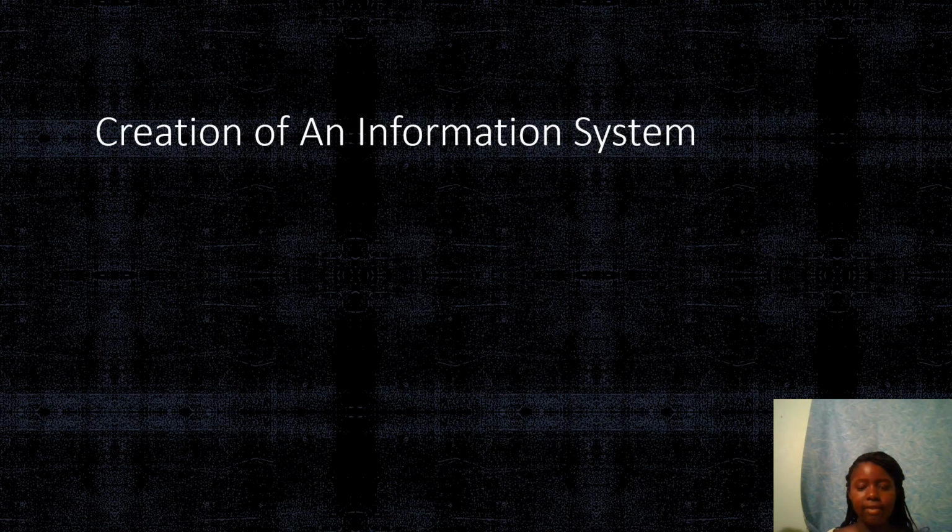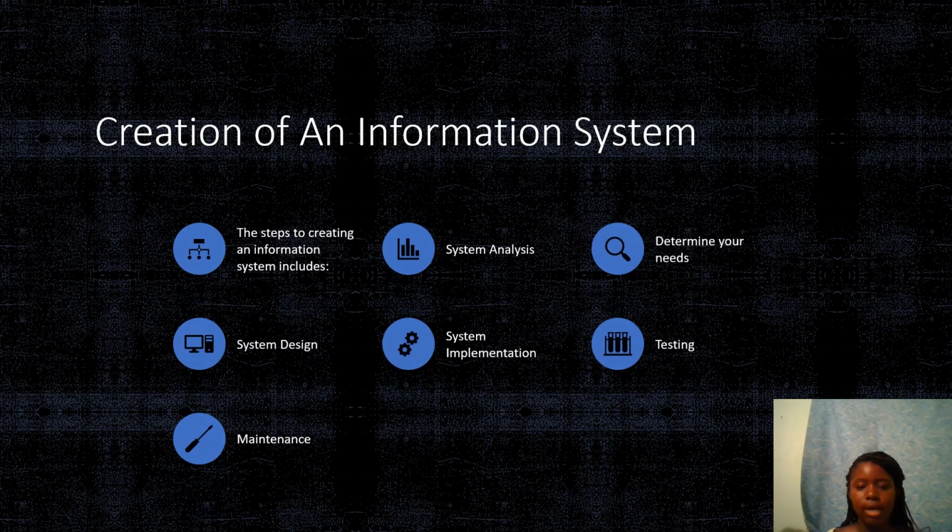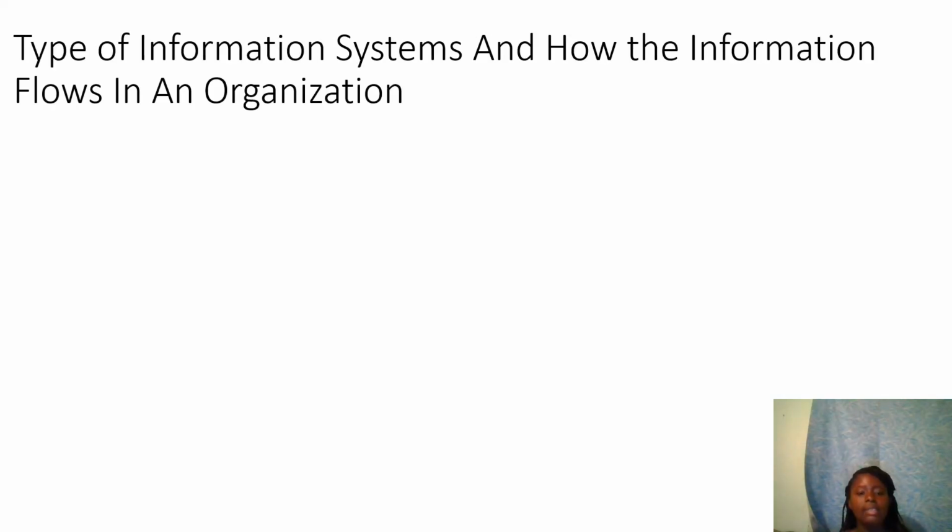Creation of an information system. The steps to creating an information system include system analysis, determining your needs, system design, system implementation, testing, and maintenance. Types of information systems and how the information flows in an organization.